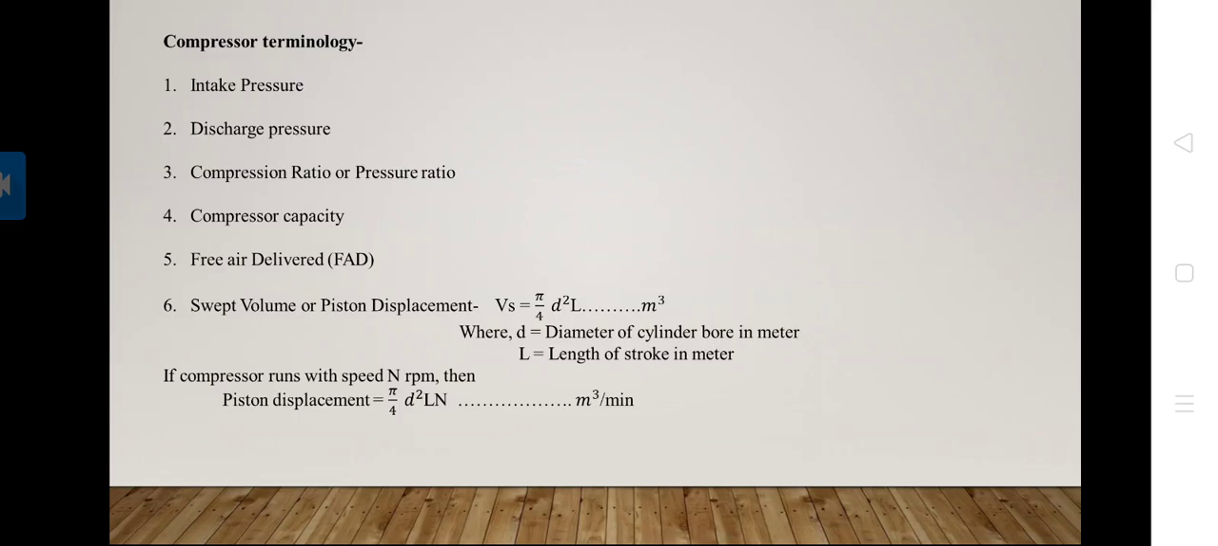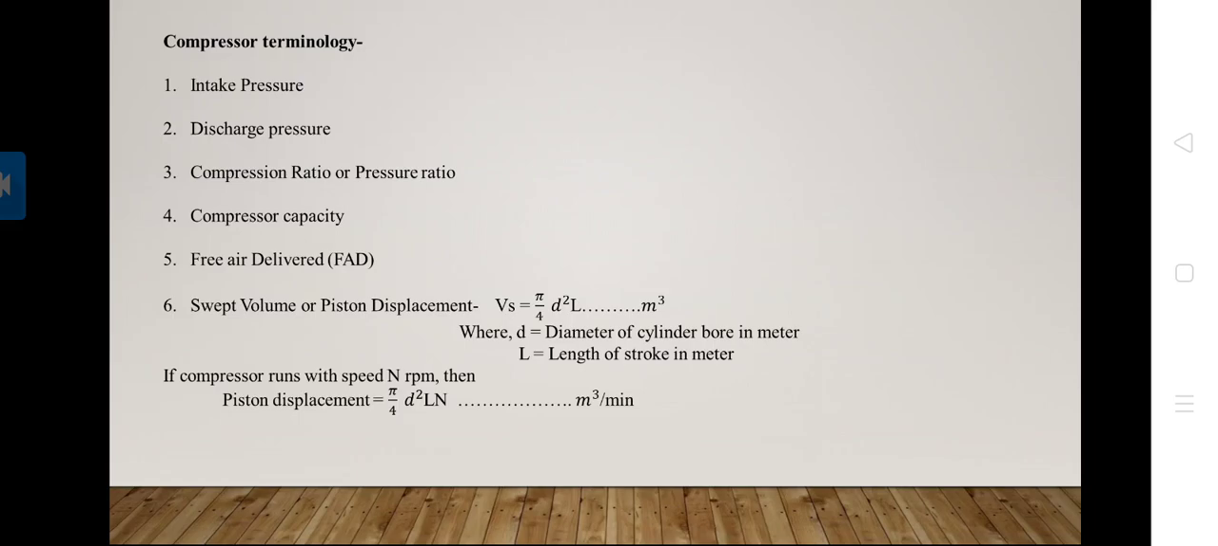In compressor terminology, we see the intake pressure, discharge pressure, compression ratio, which is also called pressure ratio, compressor capacity, free air delivery, and swept volume. Okay, we see one by one. First is the intake pressure. Intake pressure is the pressure at which the air is taken into the cylinder of the compressor, that is the entry pressure. And discharge pressure is the pressure at which the air is delivered by the compressor. As entered, that is intake pressure, and delivered, that is discharge pressure.